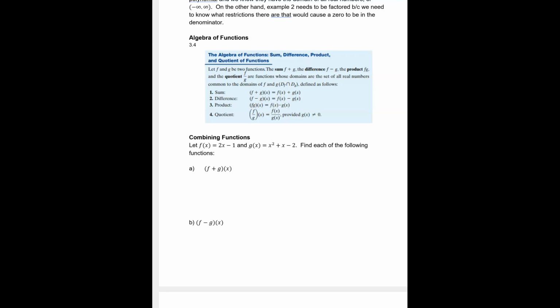So let f and g be two functions. The sum f plus g, the difference f minus g, the product f times g, and the quotient f divided by g are functions whose domains are the set of all real numbers common to the domains of f and g. So common means intersection, okay? So I'm going to write that over here. Intersection.